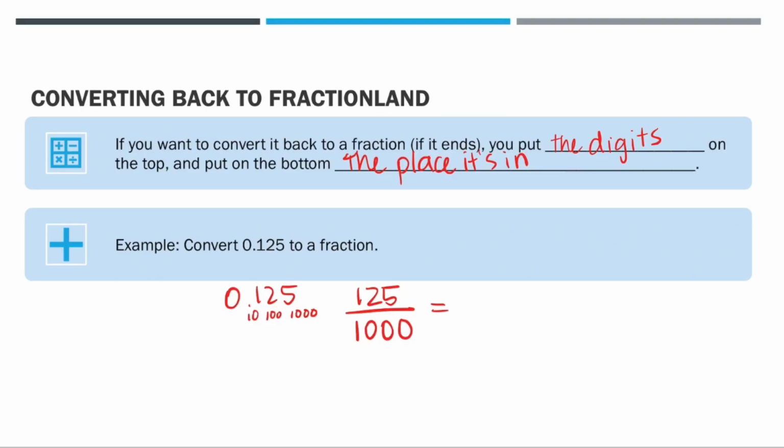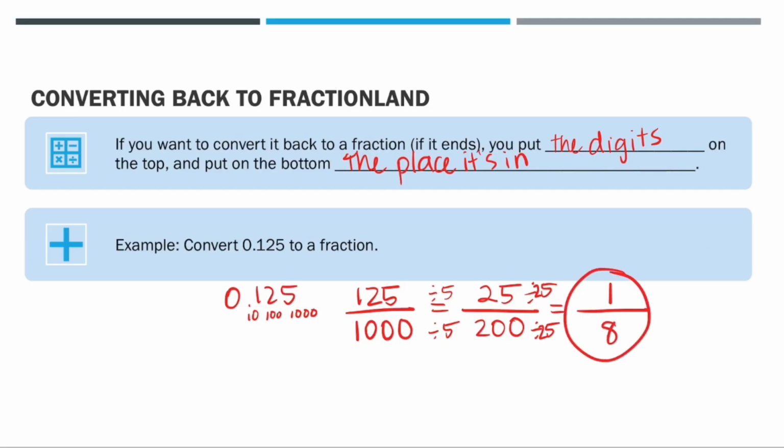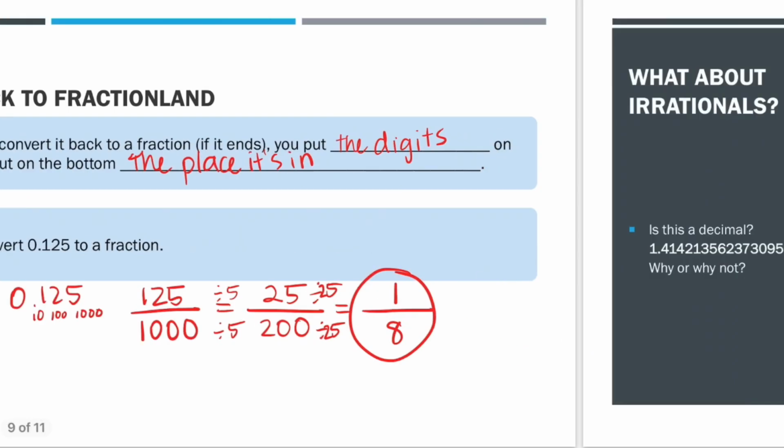I just like 5 because it's an easy number, and I obviously can see that these are both divisible by 5, so it would be 25 over 200, and then I can divide by 5 again. Remember, you have to do it to the top and the bottom. And these are actually both divisible by 25, so I'm going to do that by 25. So that would be 1, and that would be 8. And that would be my fraction, 1/8. So it's really simple. You just have to put the digits on top of the place, and then you just simplify it as much as you can. And then when you can't anymore, then that's your fraction.